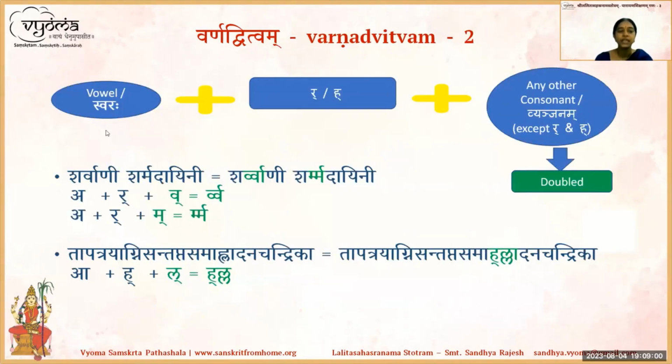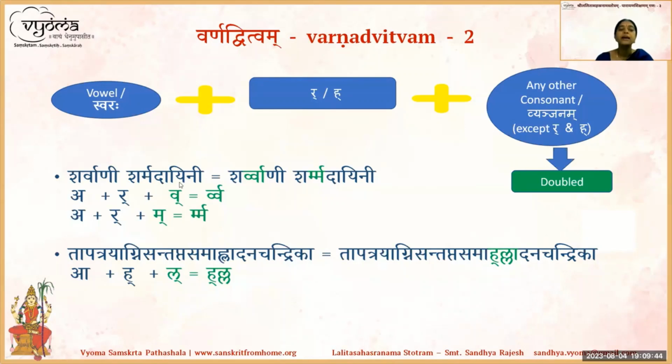Now, in this case, if you see, Swara as usual, then we have Ra or Ha, then we have any other consonant, that is the Vyanjanam, apart from, again, Ra and Ha cannot be there. So in this scenario, the consonant which comes after Ra or Ha gets doubled. In the first scenario, whatever consonant came first got doubled, and it was followed by another consonant. But in this case, we have Ra or Ha first, and then the consonant. Even in this case, Ra or Ha will not get doubled. The consonant, the Vyanjanam, is what will get doubled. Okay.